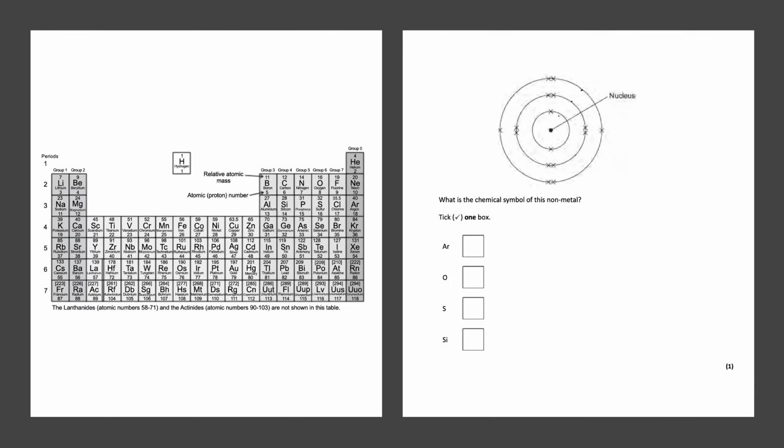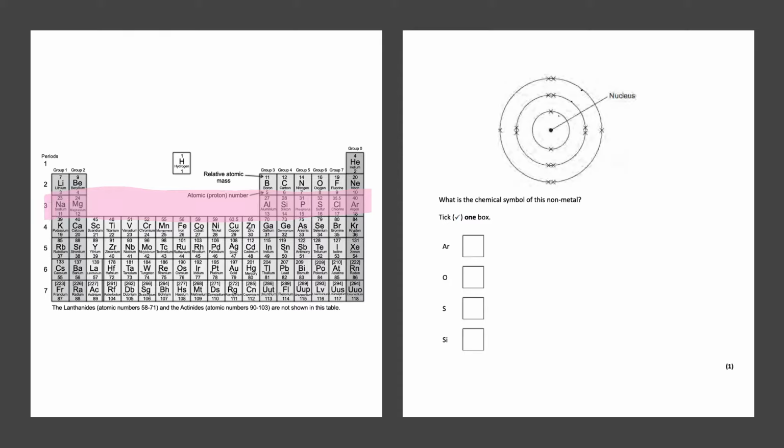Next question, what is the chemical symbol of this non-metal? Tick 1 box. There's a very clever trick to work this out. Remember, the periods tell you how many electron shells the atom has. This atom has 3 electron shells, so we know it's going to be in period 3. So let's highlight period 3. So we know it's going to be somewhere on that line.